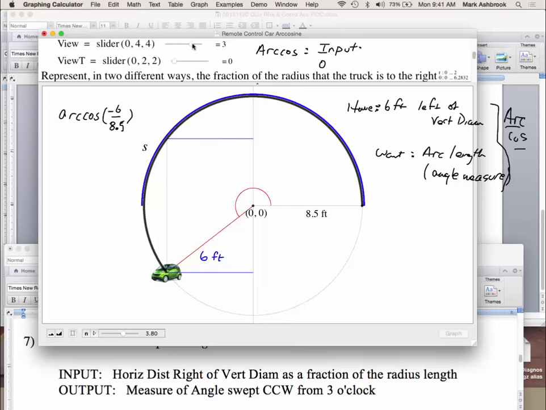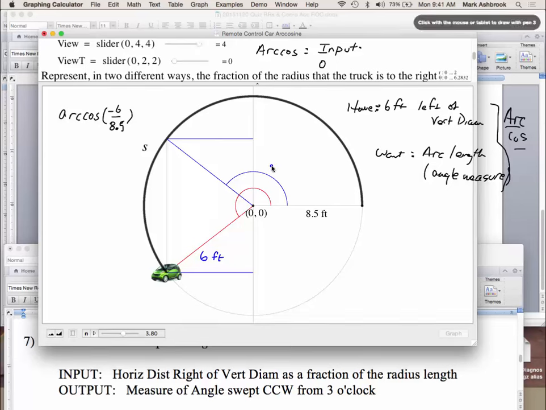So if we give it -6 over 8.5, arc cosine is going to say, oh, you're giving me this distance right here. You mean that angle, right? This is our arc cosine of -6 over 8.5. Because it's going to be the angle from 0 to pi that gives us that fraction to the left of a radius length.